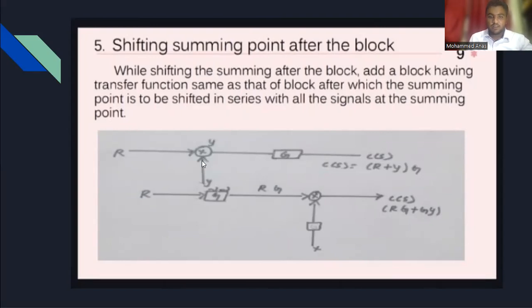As you see here, when we shift the summing point after the block G, the same block G is going to be added. It is not visible, but the same block is added with the summing point.